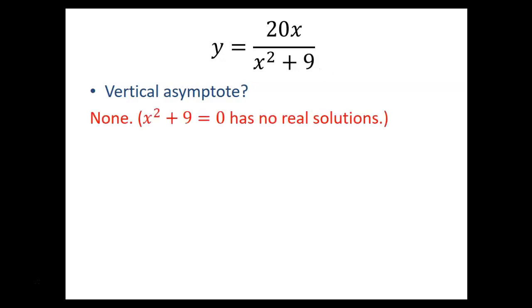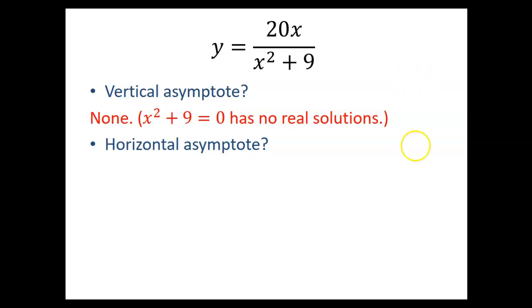And since there are no real numbers that make the denominator equal to 0, and real numbers are the only things that show up on our graphs, there are no vertical asymptotes. As long as x is a real number, that denominator is never going to be 0.